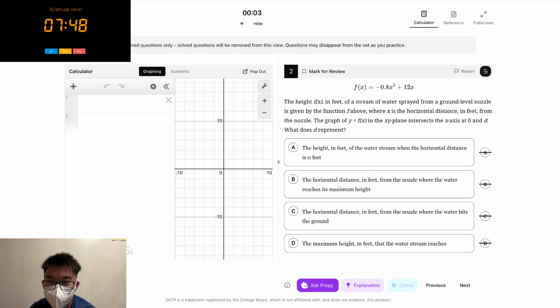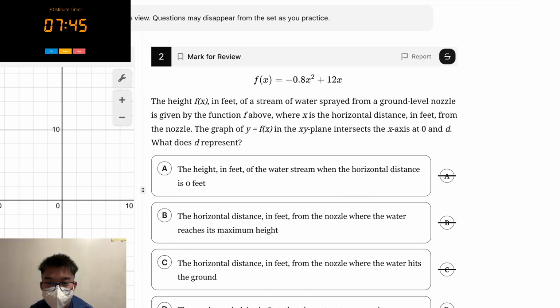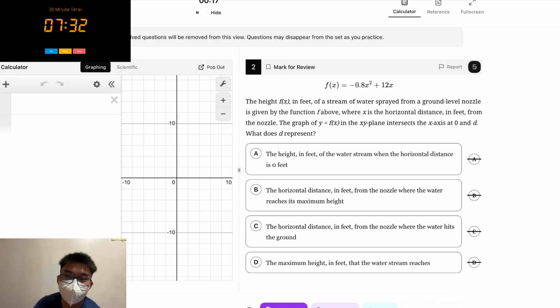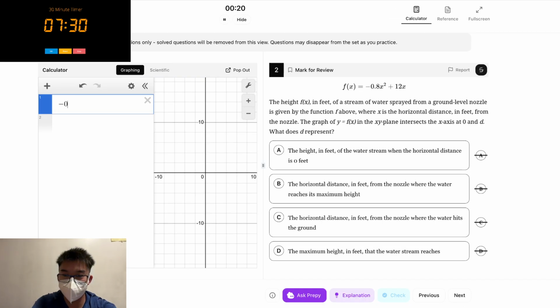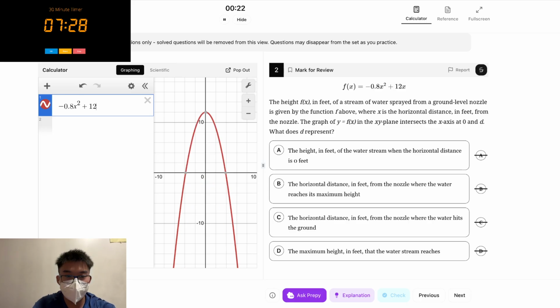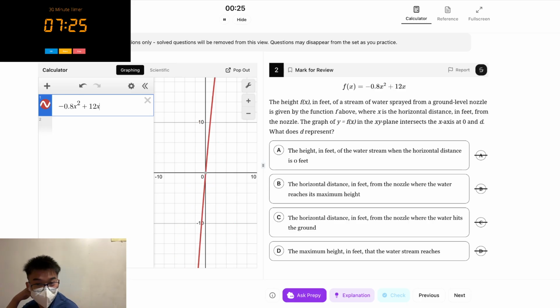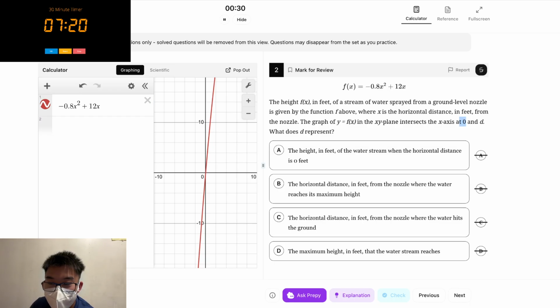Oh, this is hard. Interesting. Okay, cool. What does D, the intersection of x is 0 and D, represent? Low key, graph. For visualization purposes, I'll probably graph this. So when x is 0, D is equal to 0 too. So I'm guessing that's where you start off.